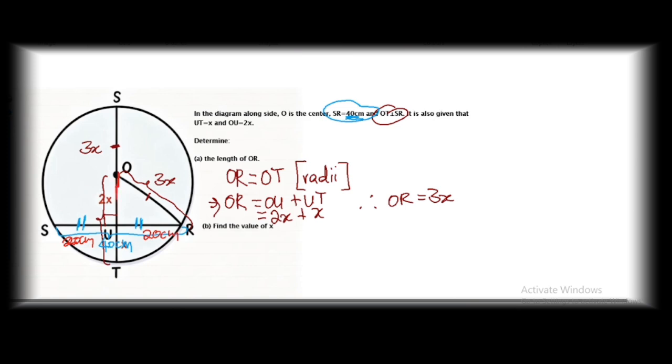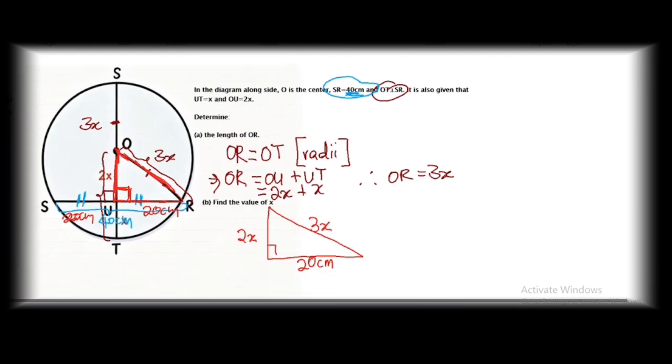So now, we can see that we have this triangle here, and this triangle has a 90 degrees here. So let me go ahead and draw it alongside here, just to make it simple for us. So this triangle is like this. And then we have 2x here. We have 3x here. And then we have 20 centimeters here, right? So now, we are supposed to find the value of x.